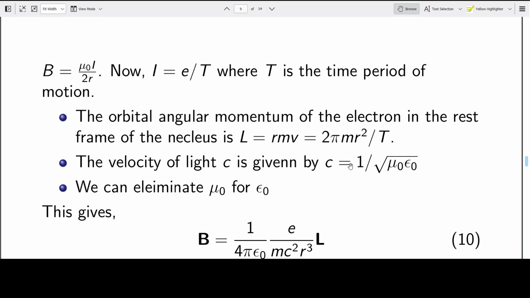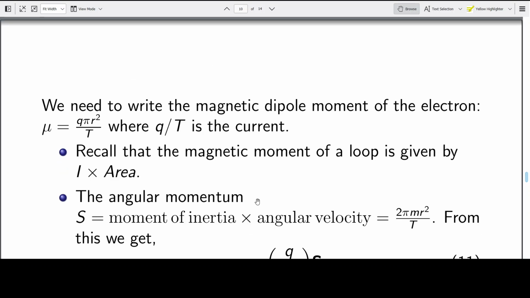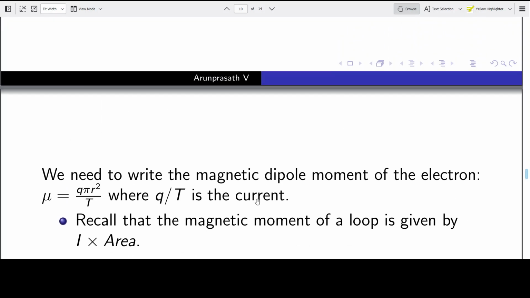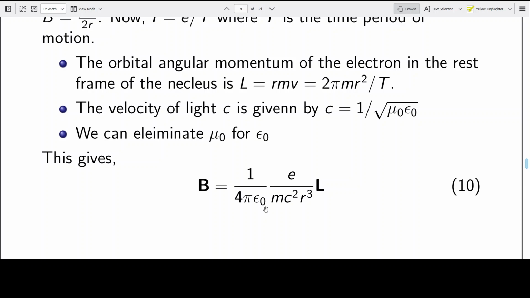Velocity of light is given by c is equal to 1 over square root of mu naught epsilon naught. We can eliminate mu naught for epsilon naught. This gives B is equal to 1 over 4 pi epsilon naught times e square by m c square r cube times L.